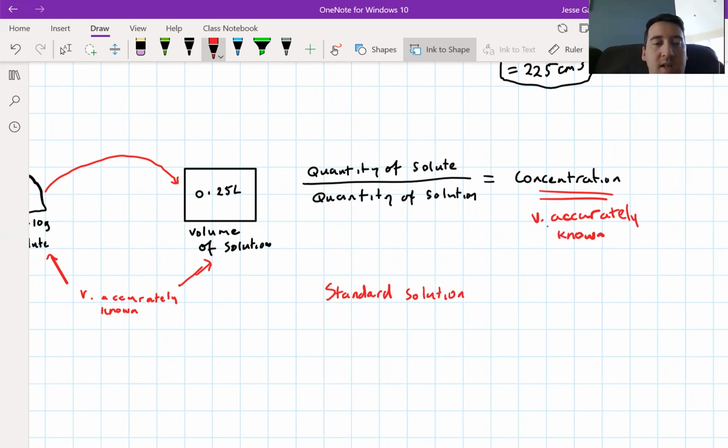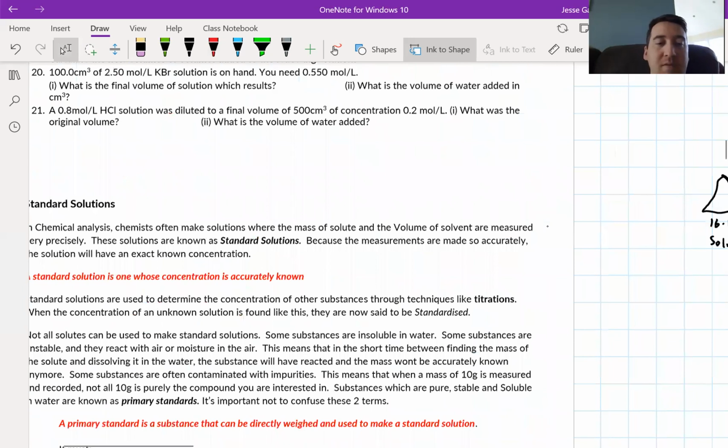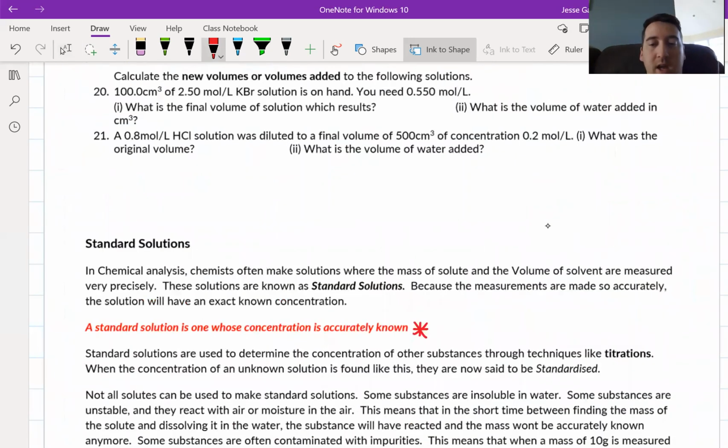So this here would be a standard solution. This is when the scientist or the chemist knows the exact quantity of solute because they measured it very precisely, and they know the exact quantity of solution because they measured it very precisely. We call this a standard solution. Okay, so at this point, that is a definition. As you can see, it's written in red over here. So what I would like you to do now is make a note of that definition. Pause the video and do that now.